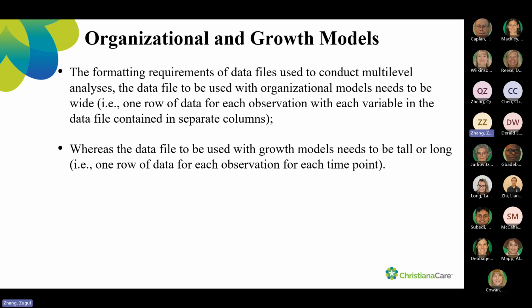When we look at multi-level models, we will have two basic types. One is called the organizational model. For example, patients are nested in physicians, physicians are nested in clinics, and clinics are nested in the hospital. So we will have a hierarchical organization. So this is called the organizational multi-level model.